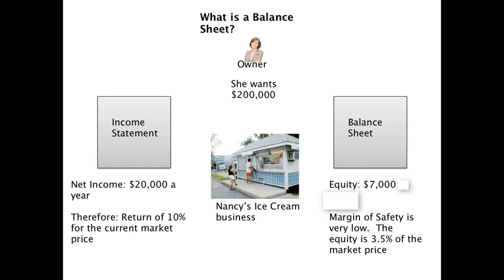That's what we learned in lesson 2. And now you see the balance sheet, which we learned about in this lesson. So the net income off of the income statement was $20,000 a year. Therefore, if you're buying that business for $200,000, you can expect a return of 10% on your money. But that's only if the business operates like it's supposed to.